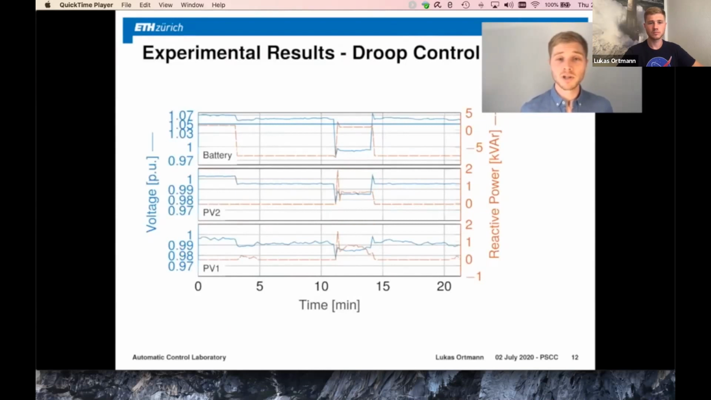Now let's take a look at what happens with the local controller, the Droop controller that I showed you up front. Again, after 3 minutes, we activate our controller. What happens is that the battery sees this over voltage and starts to reduce its reactive power to its minimum value. This lowers the voltage, but it doesn't lower it enough to get it back into the voltage band. PV2 doesn't see an over voltage and therefore is not reacting at all. PV1 actually sees an under voltage that is that severe that it starts injecting reactive power, which then makes the over voltage at the battery even worse. So in this case, the Droop control at the PV1 actually makes the problem worse.